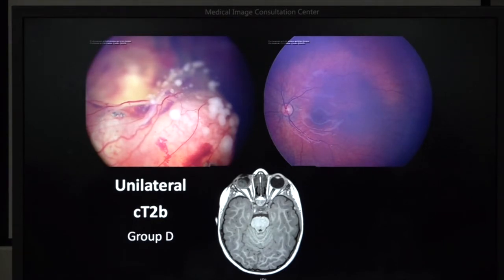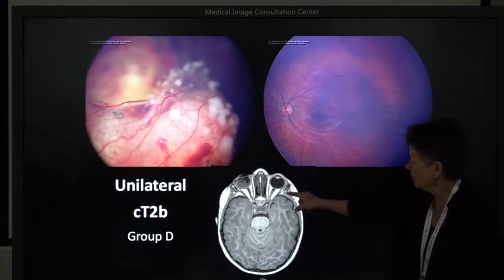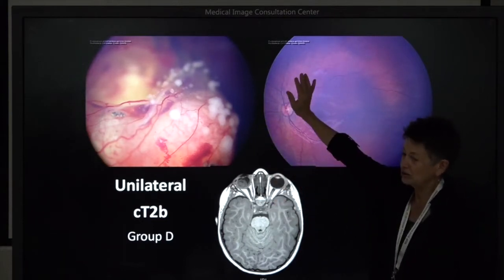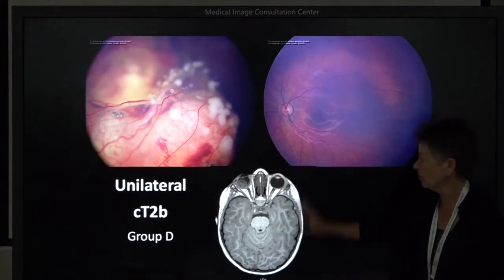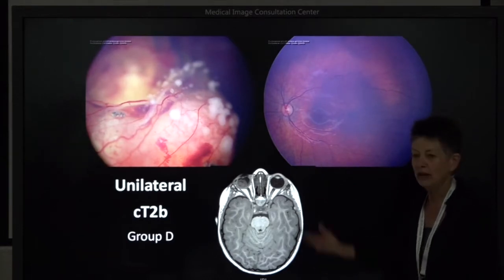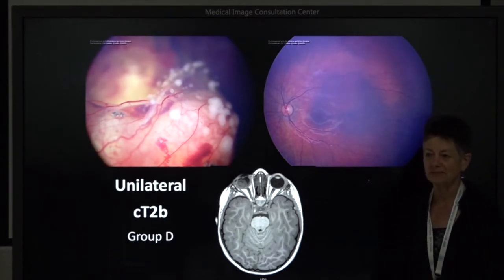This child presented with a very big tumor and retinal detachment posteriorly, which you don't see in that picture. So, total retinal detachment, lots of seeds. How would you treat this child?